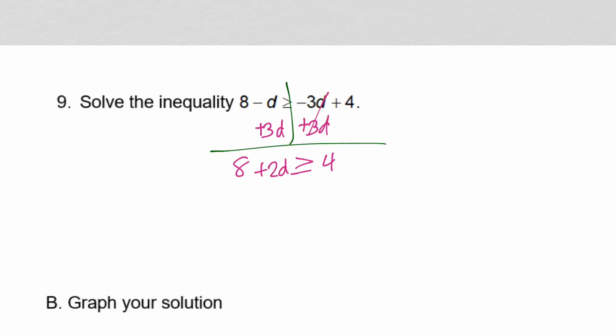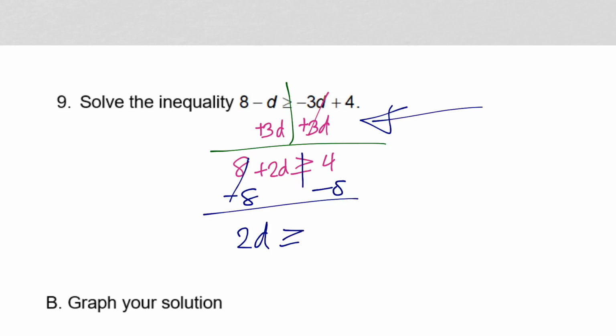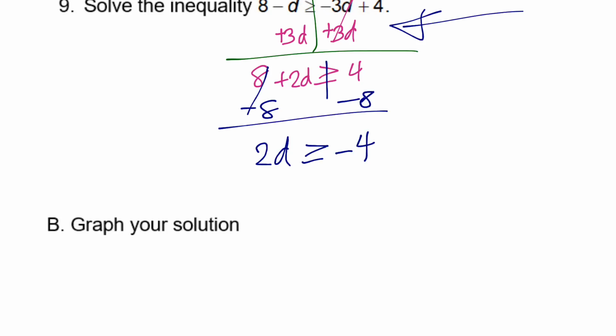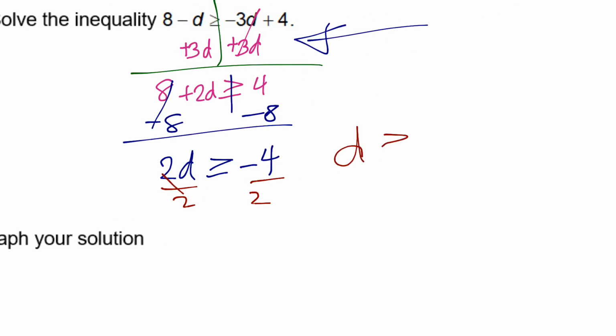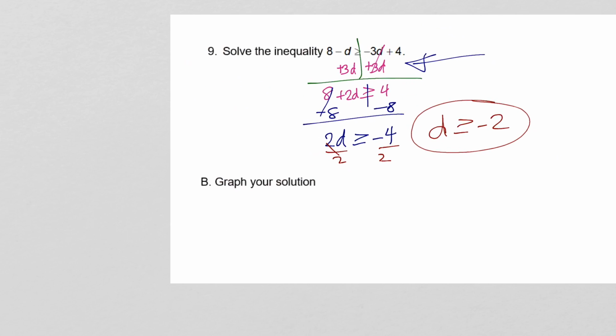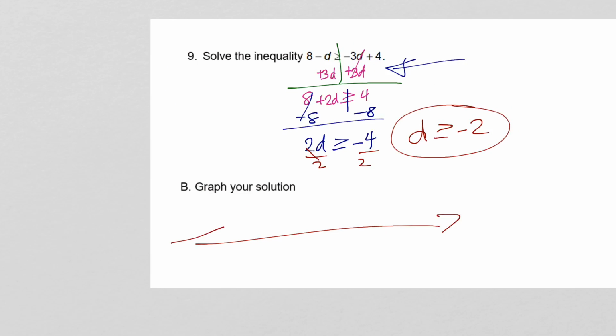Now I'm going to subtract 8 from both sides of my inequality. So again, I moved the 3d so that my d would end up being positive, which I have because it's positive 2d. So now I get positive 2d is greater than or equal to negative 4, because 4 minus 8 is negative 4. Divide both sides by 2. d is going to be greater than or equal to negative 2. That's my answer. Now I need to graph this.